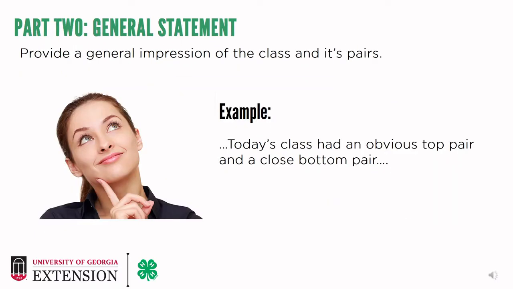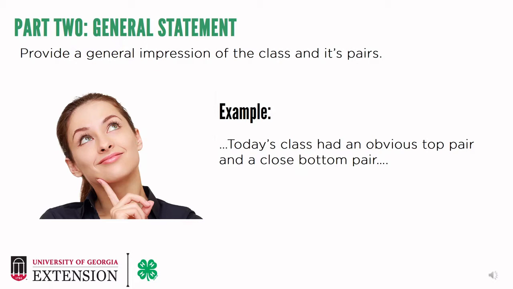The second part to a set of oral reasons is the general statement. This is where you provide the judges with a general impression of the class. Was it easy? Was it difficult? And where the pairs were. Did you have a top pair, a middle pair, a bottom pair? Were each of those easy? Which ones were difficult? For example, today's class had an obvious top pair and a close bottom pair.